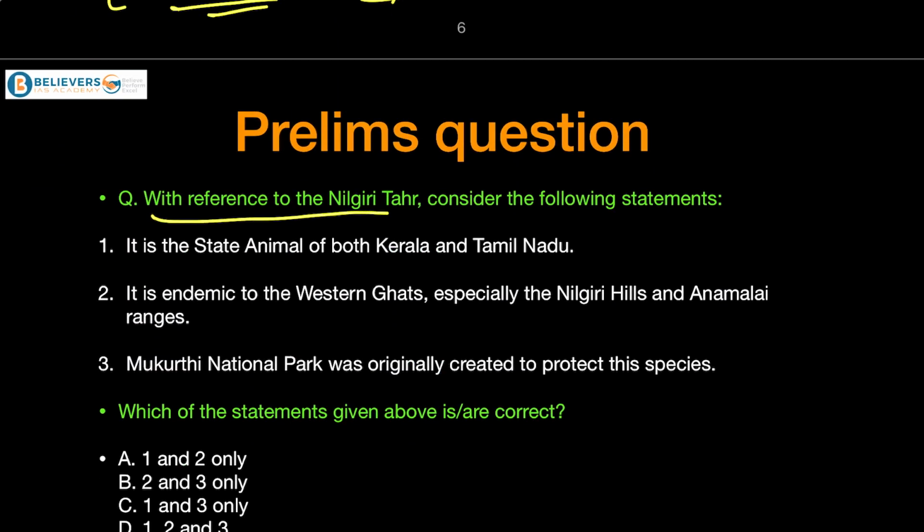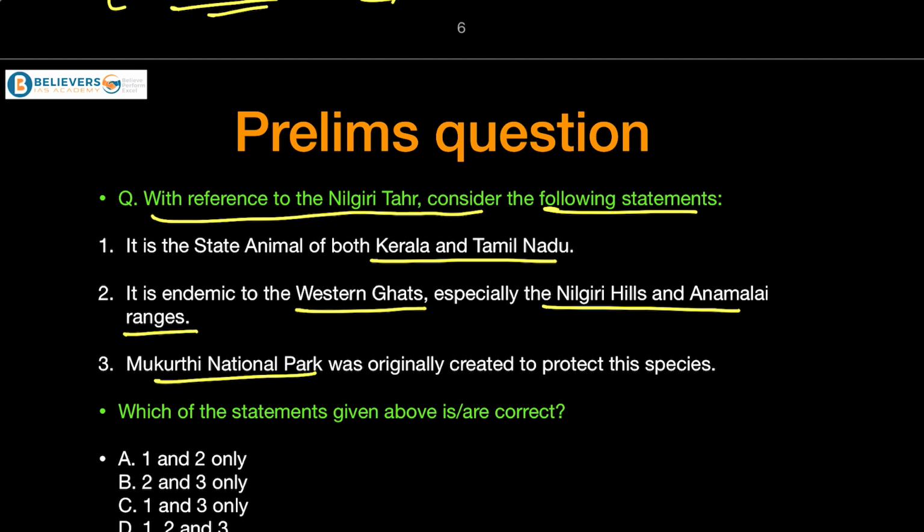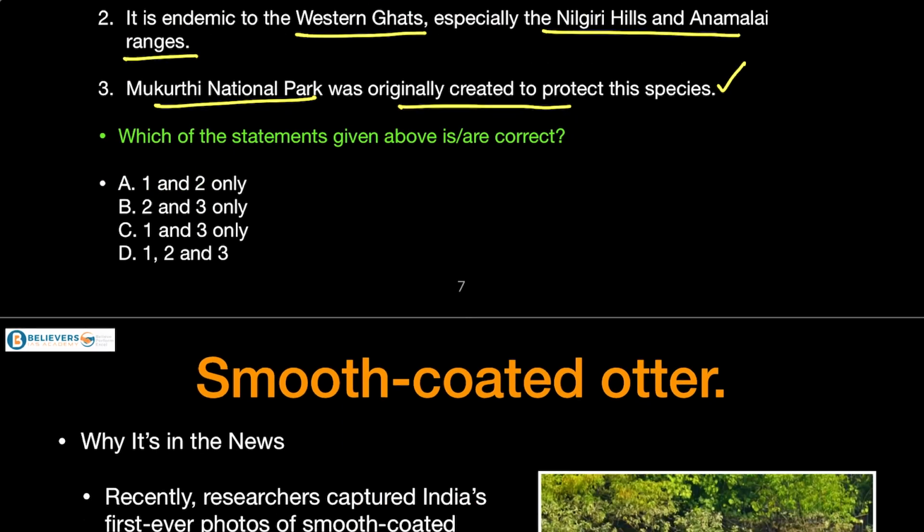Now let's solve one prelims question. With reference to the Nilgiri tahr, consider the following statements. It is the state animal of both Kerala and Tamil Nadu. It is endemic to the Western Ghats, especially the Nilgiri Hills and the Annamalai ranges. Mukurthi National Park was originally created to protect this species. Which of these statements are correct? Please use the comment section.